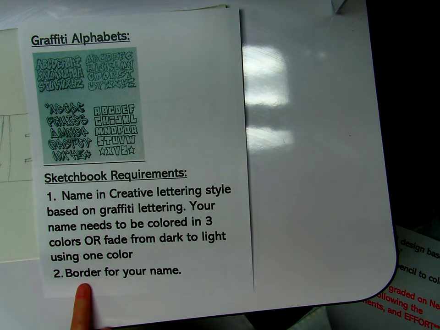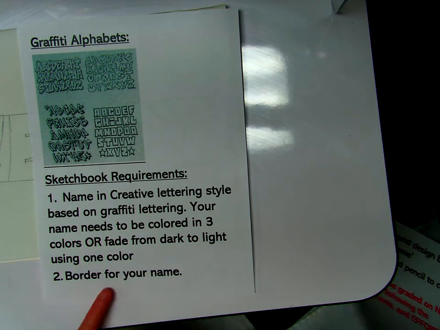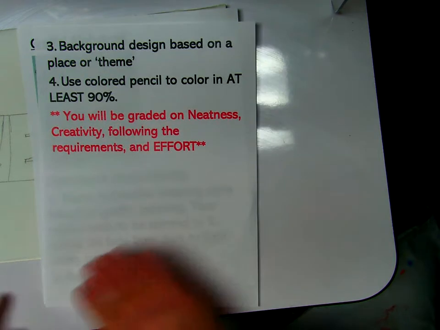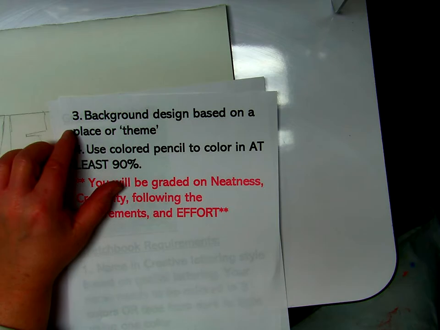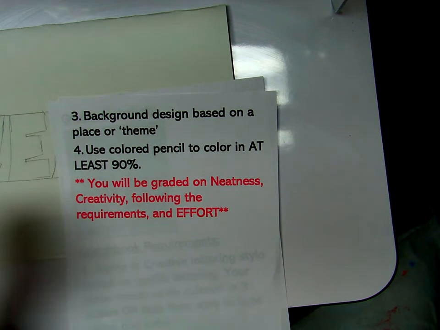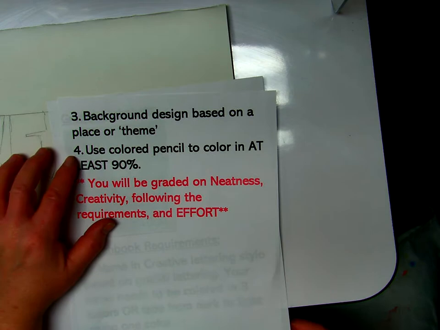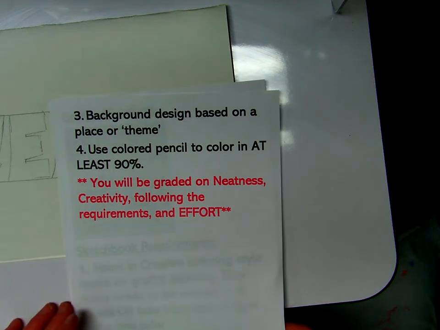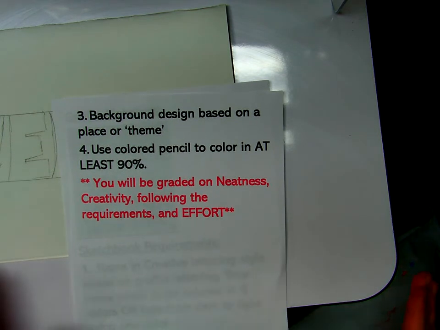Number 2, you need to have a border around your name, and I'll show you some examples here in just a moment. Number 3, you must have a background design based on your place or a theme for your letter and your bordering style. And then overall, you need to use colored pencils to color in at least 90% of your design. And that is almost everything.